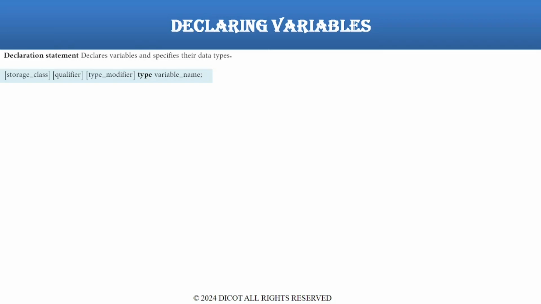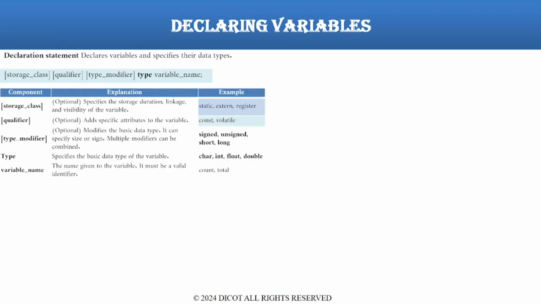Storage class, qualifier, and type modifier are optional. Storage class can be static, extern, or register. Qualifier can be const, volatile, and one more has been added in C18 standard called restrict. Type modifier can be signed, unsigned, short, or long. Type can be char, int, float, or double.